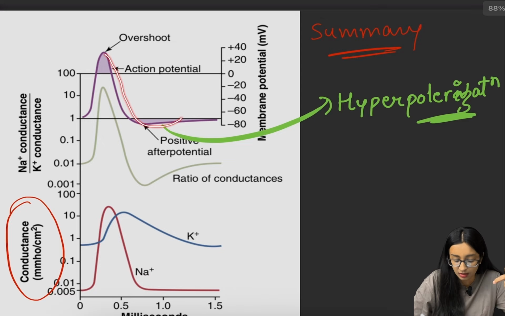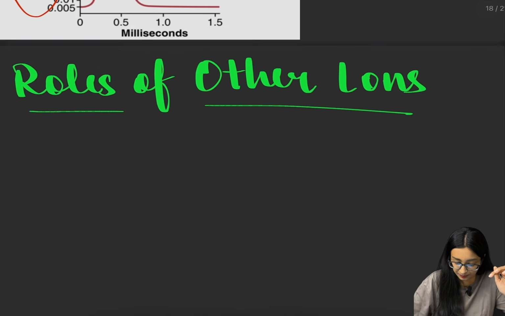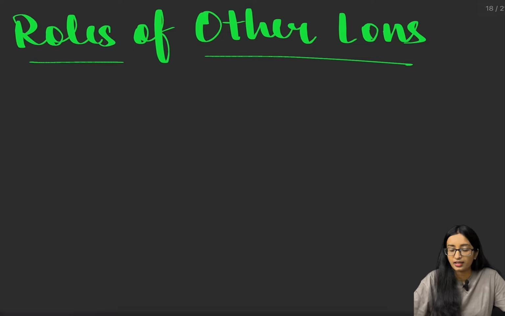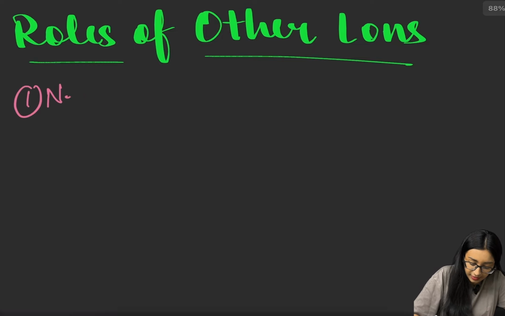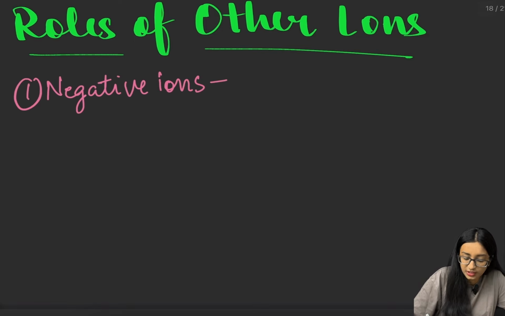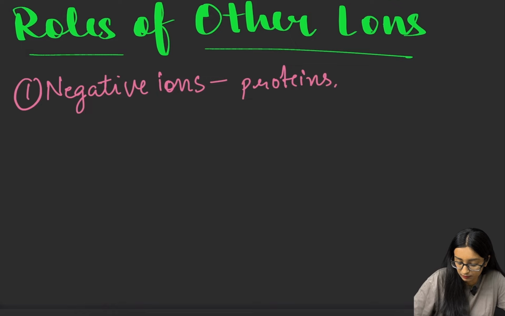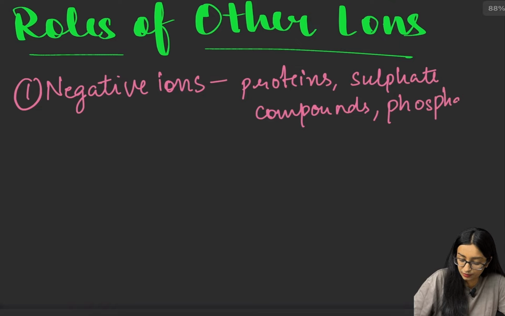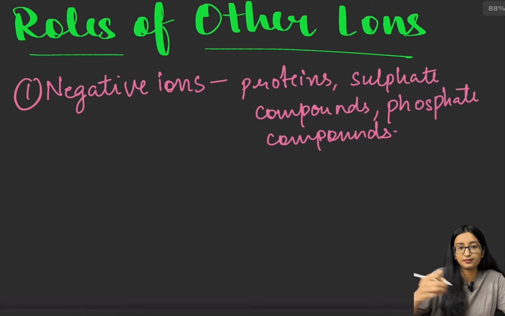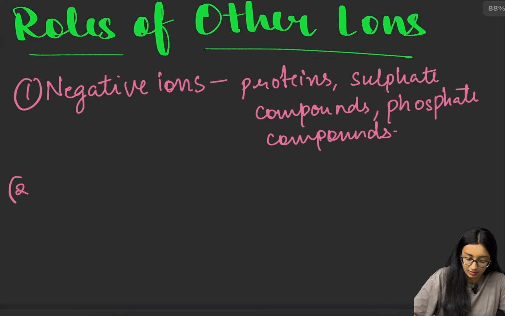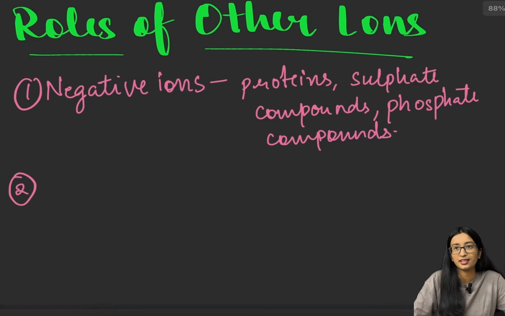Hence there is a decrease in the action potential graph, and there is a gap in the closing of the potassium channels. That is why there is hyperpolarization. There can be other ions involved as well. First we have the negative ions, which include the proteins, sulfate compounds, and the phosphate compounds. Because of this we have negativity inside, and they cannot go out. So when there is sodium influx, it leads to positivity, or else there is negativity present, that is -70.